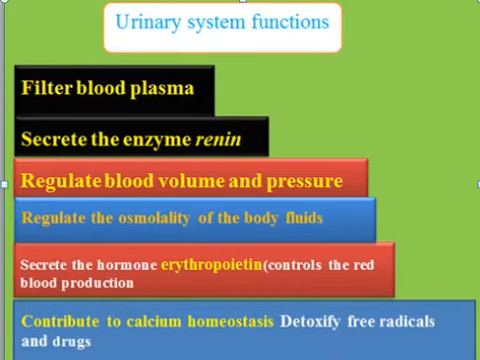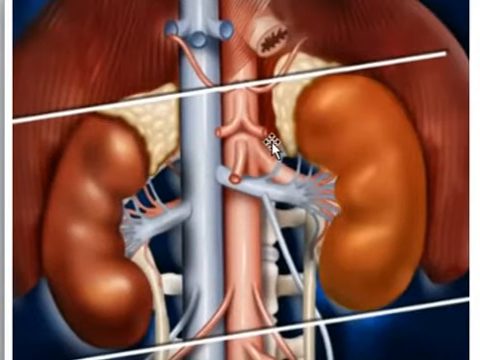The gross anatomy of the kidney. The kidneys lie against the posterior abdominal wall at the level of the thoracic vertebra 12 and the 3rd lumbar vertebra. As you see here, the right kidney is slightly lower than the left because of the space occupied by the liver above. Here is the right lobe of the liver. So the right kidney is slightly lower than the left.